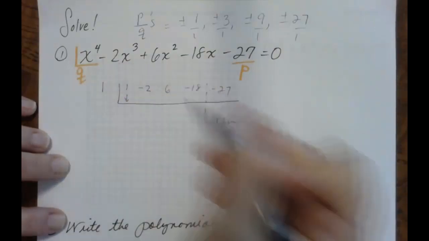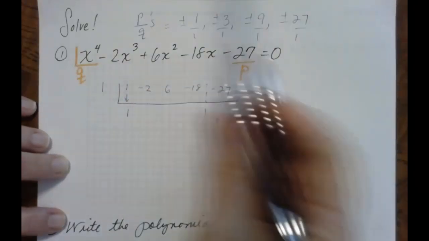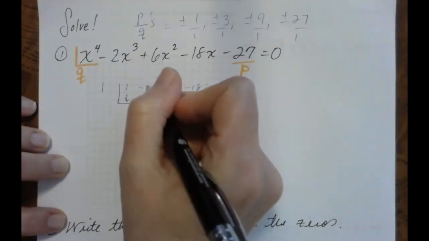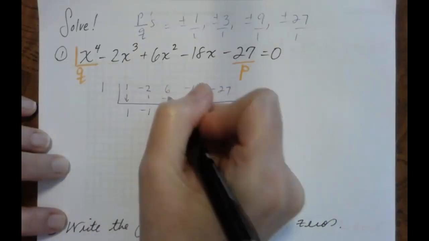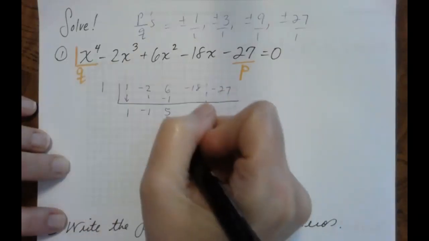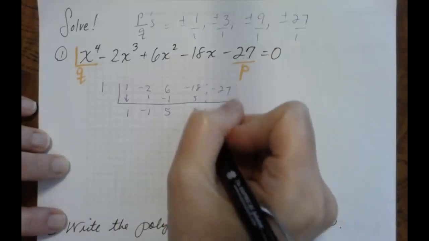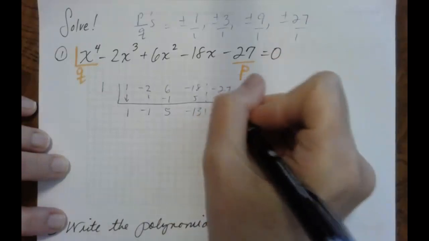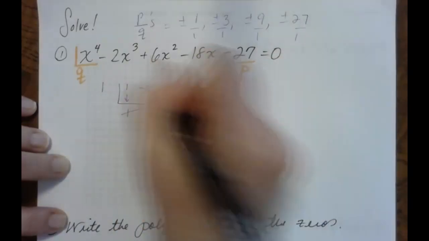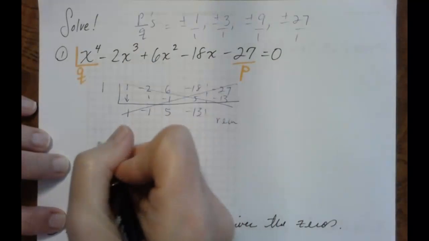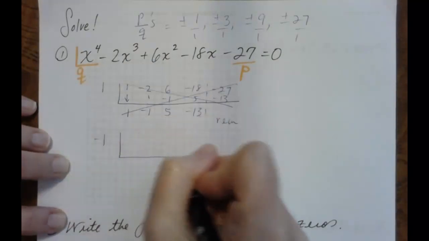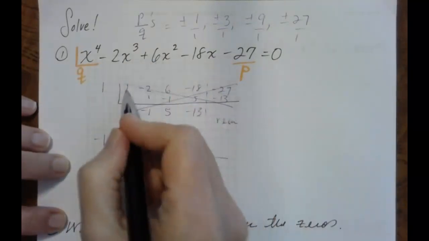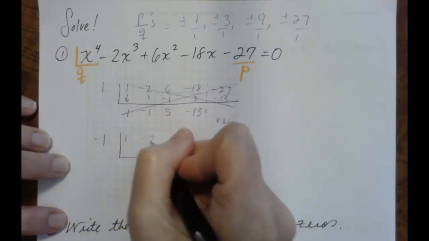So let's bring down the 1 and then multiply, add, multiply, add, multiply, add, multiply, and add. And we get negative 13. 1 times negative 13 is negative 13. This does not give us 0. So just put an x through it and let's go to negative 1. Same numbers again, because we're just doing synthetic division again.